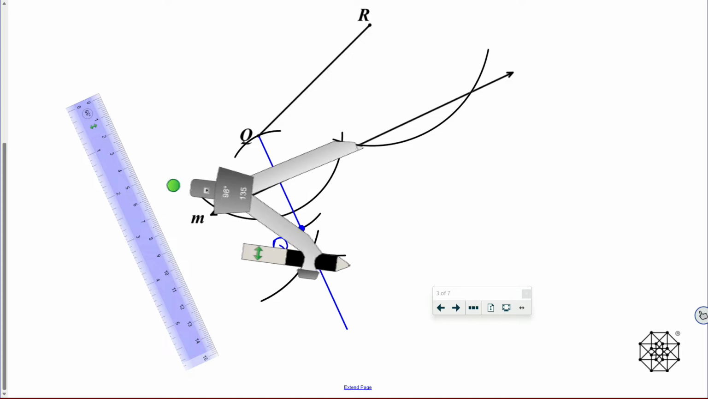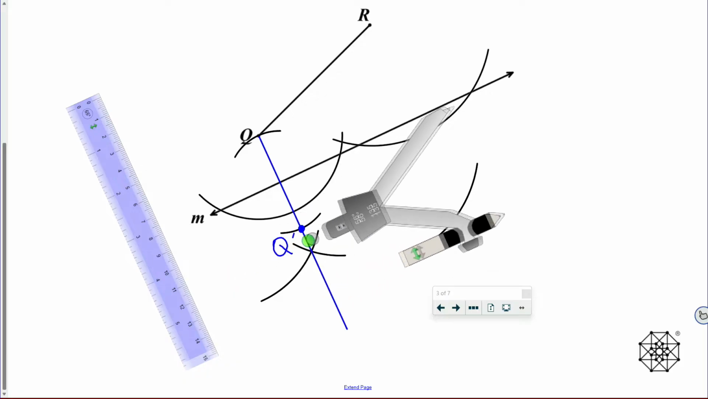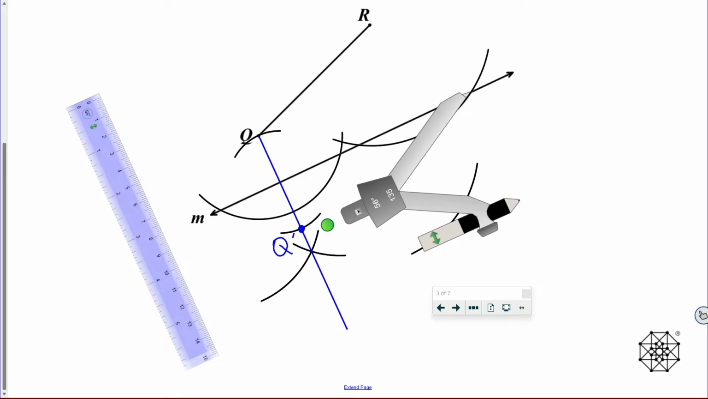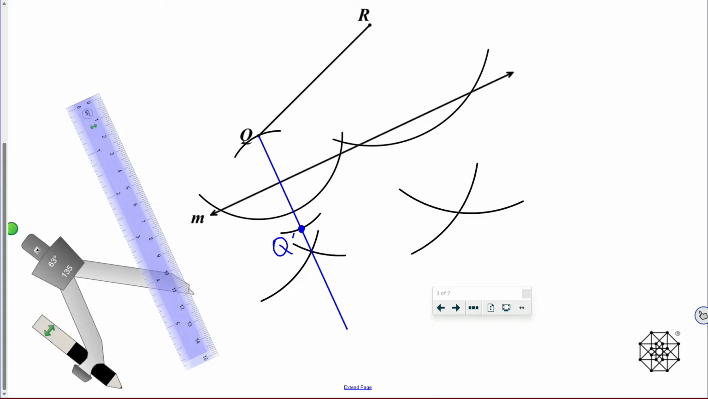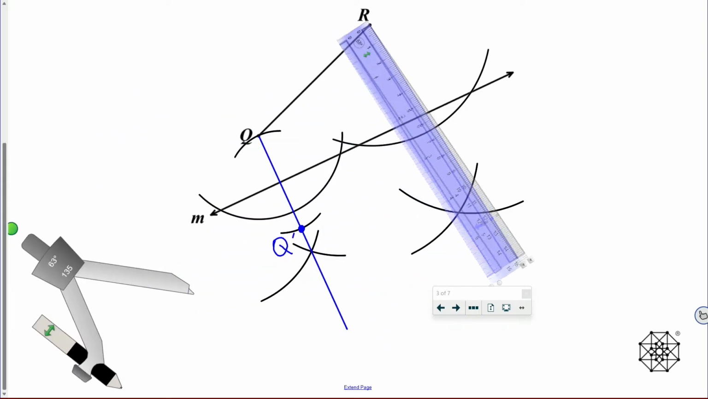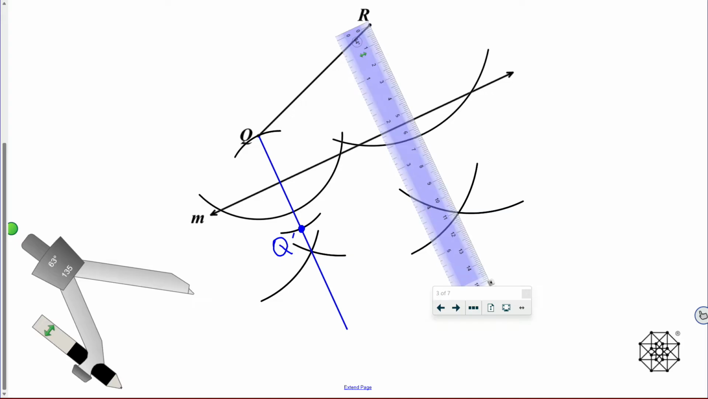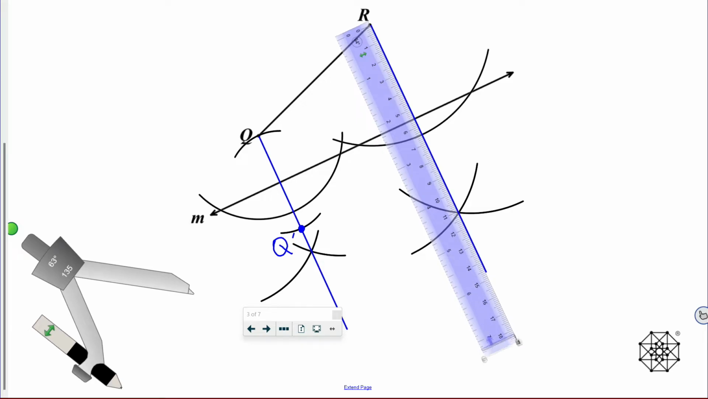Bring this up like this. Put my point centered there. Make an arc. Oh, come on. Just got to get the point right on there. Make another arc. Excellent. Those two arc intersection points will then allow me to draw this line. Maybe make it a little bit longer.